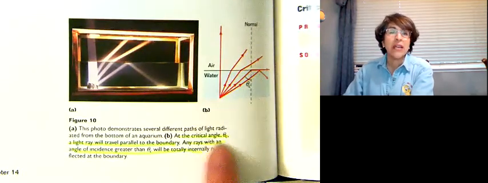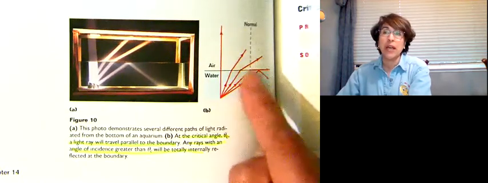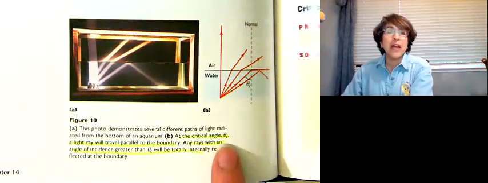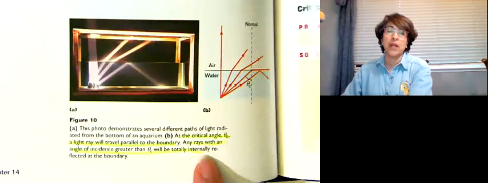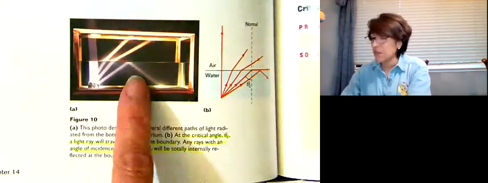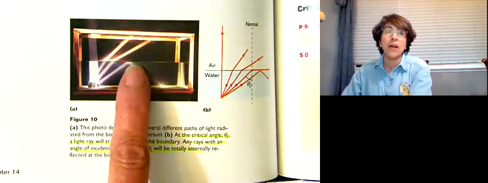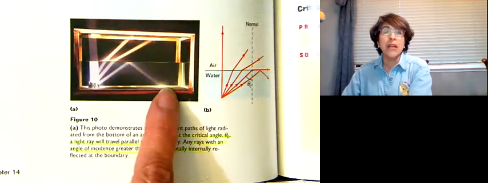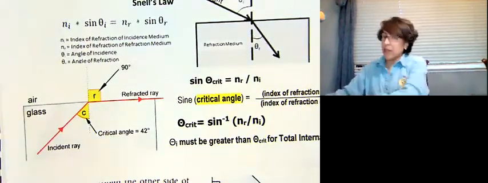So at the critical angle, the light ray will travel parallel to the boundary between the air and the water. That's this one right here. It's horizontal, pointing to the right. But any rays at an angle of incidence greater than theta c will be totally internally reflected at the boundary. So it goes all the way back in, and that's what you see happening right here. This angle is great enough that none of them left the water, none of them left out to the air. It just bent right back into the water. So what we're going to try to figure out in this section is the critical angle. All right, huge book. So there we go.